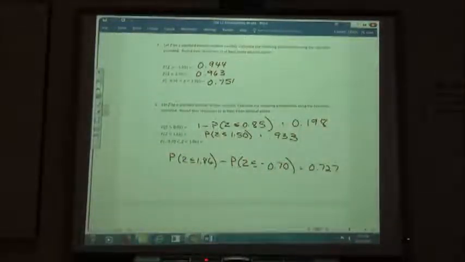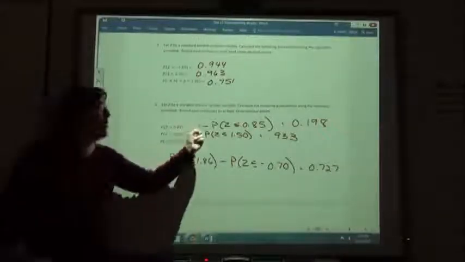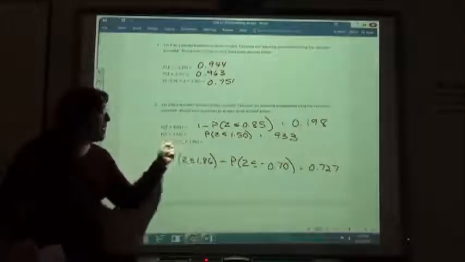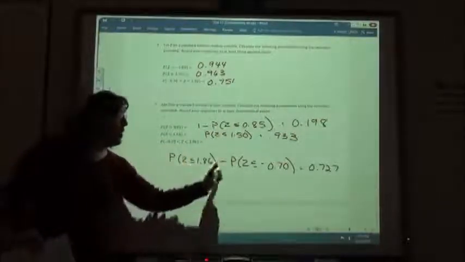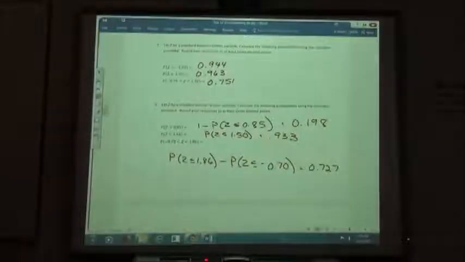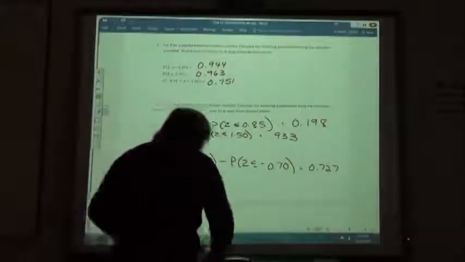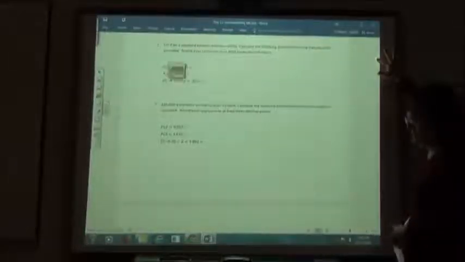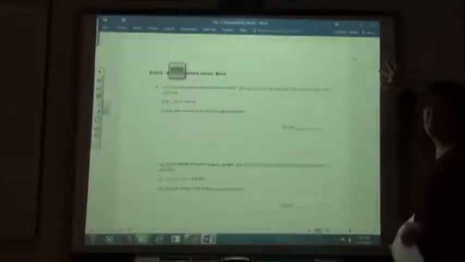So that's how you do it on the ALEKS calculator. If it's a greater than, you have to do 1 minus. If it's a less than, you just do what it says. If it's between two numbers, you do the bigger one. Make sure you do the minus on the outside and then the smaller one. Okay? You're going to be looking up those numbers a lot in the next however many weeks of school.